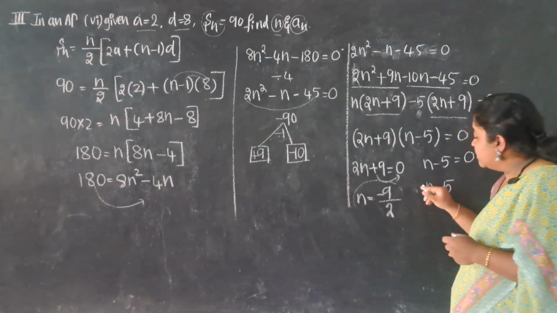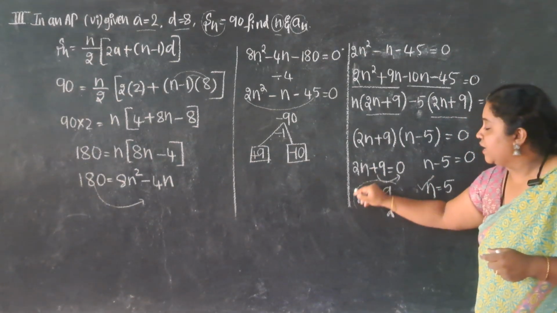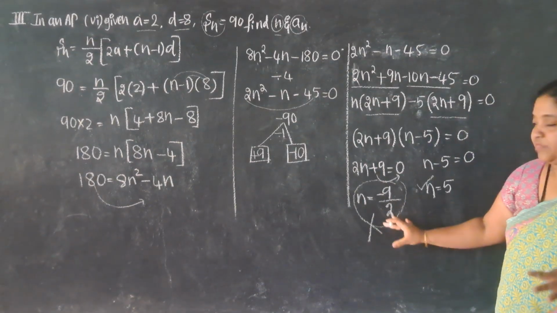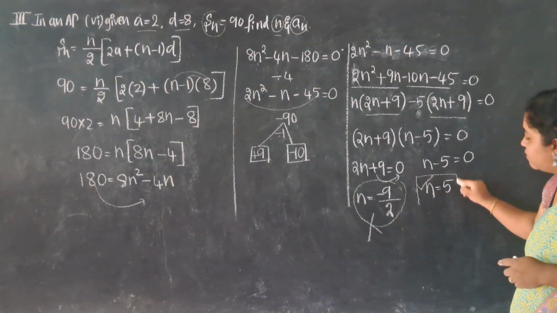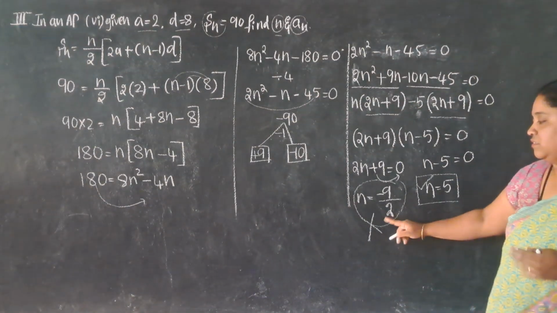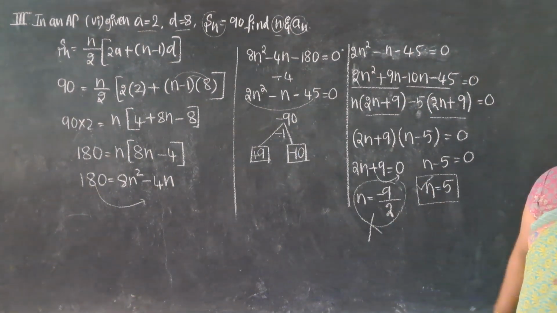But I have already told you so many times, when I talk about the n value, n must be a positive integer, but it can never be a decimal, fraction, negative or something like that. So my n value turns out to be n is equal to 5. So the other value is neglected. So n is equal to 5.